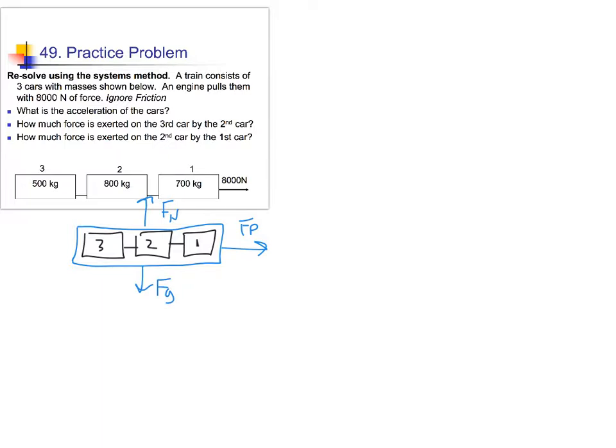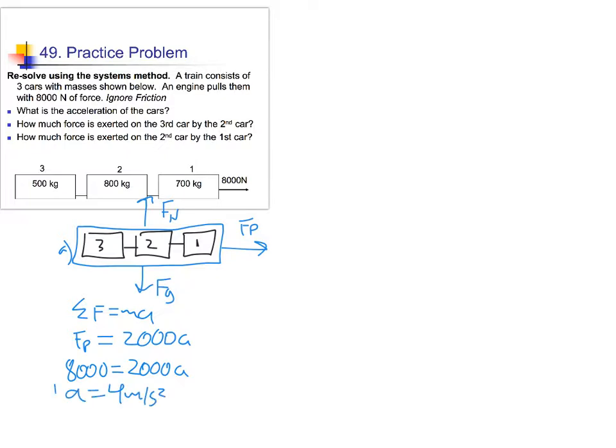And so now I can set up my F equals ma for this one. And I can say that my pulling force here is going to be equal to the mass, and the mass in this case is the mass of my system. So the mass of all 3 combined is 2,000 kilograms, right? The 500 plus 800 plus 700. And so I can say 8,000 equals 2,000a, so my acceleration is just 4 meters per second squared. As you can see, we got to that acceleration answer a lot quicker than we did before because we treated it as a system.